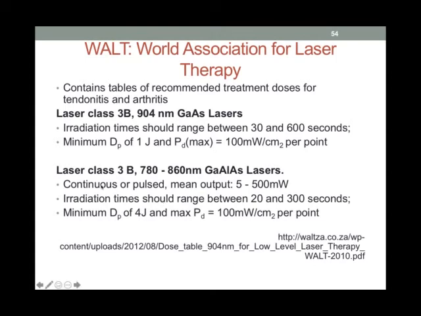Okay, for the gallium aluminum arsenide lasers, again between 5 and 500 milliwatts, they suggest using it pulsed or continuous. And again, the radiation times should be between 20 and 300 seconds, with a minimum dose per point of 4 joules and a maximum power density of 100 milliwatts per centimeter squared for each point. So the difference here is that for the deeper lasers the minimum is 1 joule, whereas for the more superficial lasers the minimum is up to 4 joules.